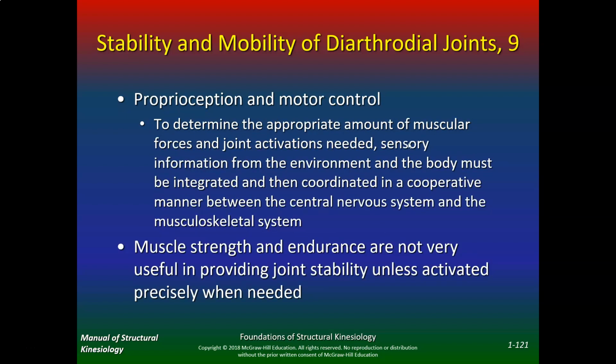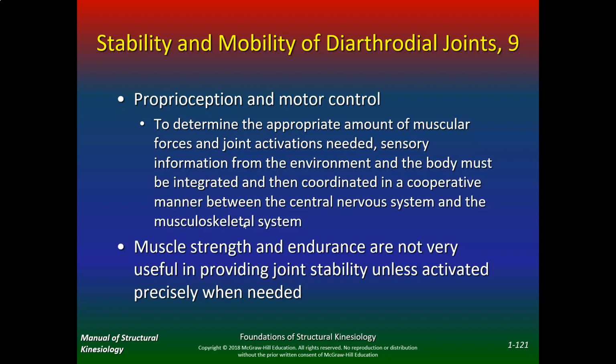Proprioception: to determine the appropriate amount of muscular forces and joint activations needed, sensory information from the environment and the body must be integrated and then coordinated in a cooperative manner between the central nervous system and the musculoskeletal system. So the central nervous system, CNS, and the MSK system must work hand in hand. It's not just go there and do squats, squats, squats, or leg press, leg press, leg press.